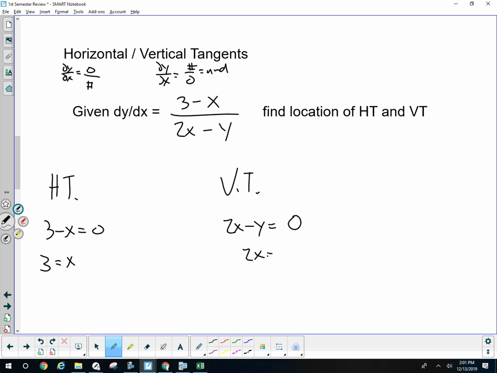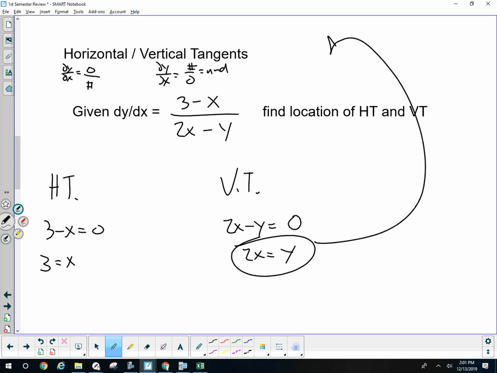But you can solve for a variable, and what you would do is take this and plug it back into your original equation to then find your points. So I would take 2x and, in the original equation, wherever y was, I would replace it with 2x. Be able to solve for that.